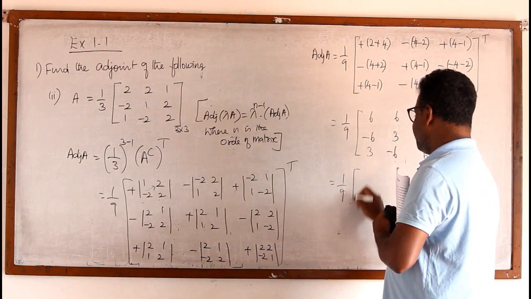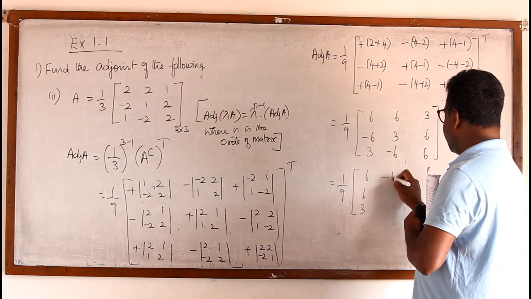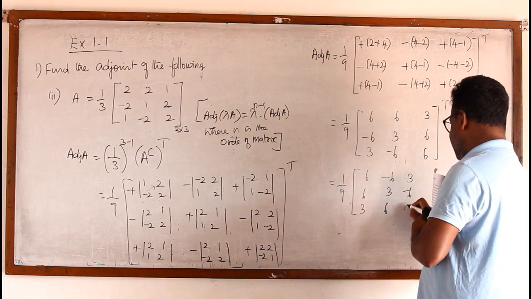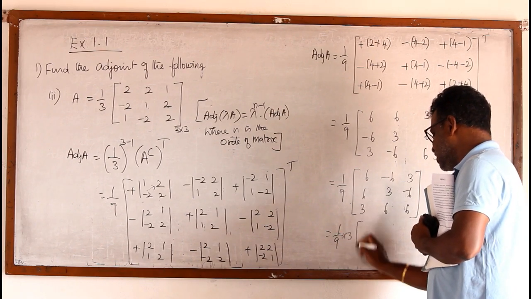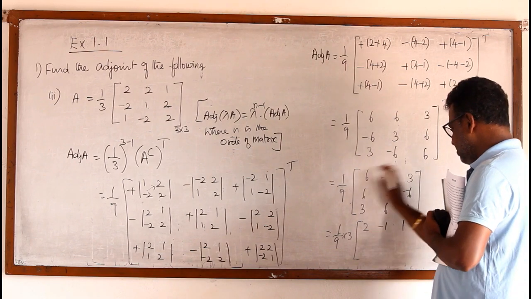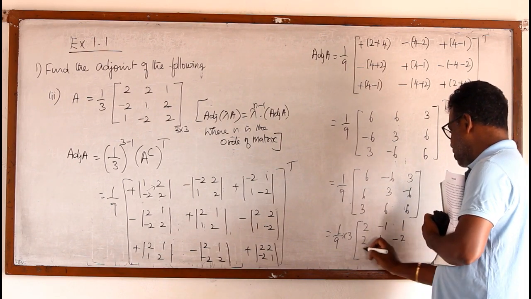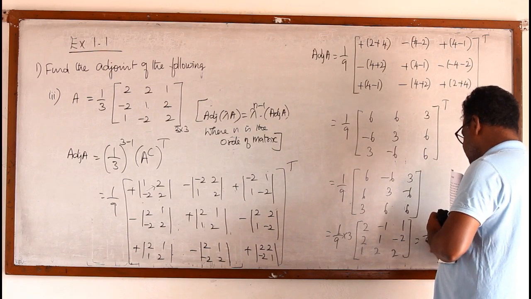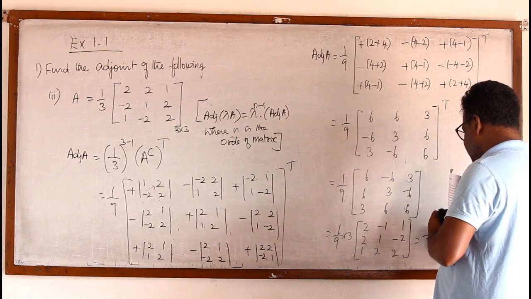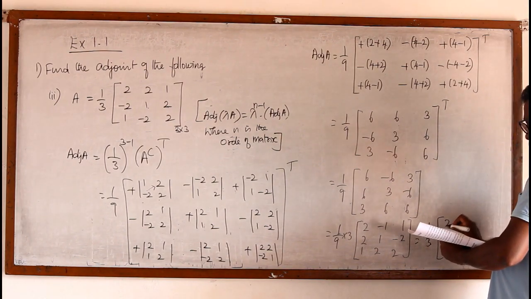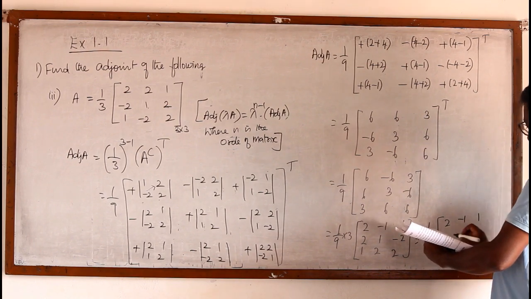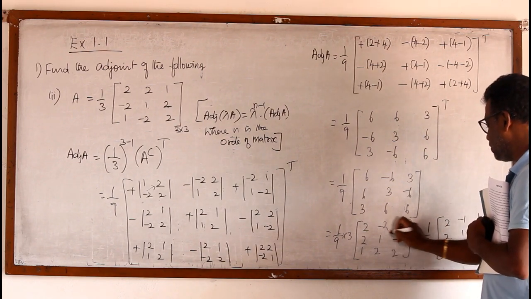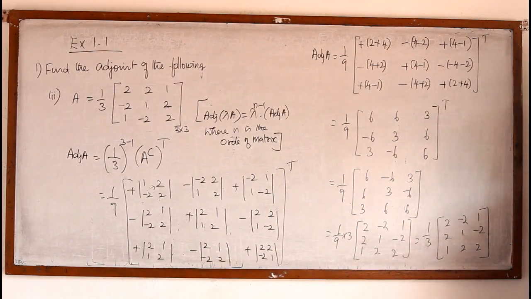Now you transpose first, then you get 6, 6, 3 here, minus 6, 3, 6 here, 3, minus 6, 6. Now, can you see, the number 3 is common, so if I take 3 out, then this will become 2, minus 1, 1. Because in a matrix I can take a number out, so it is 2, 1, minus 2, 1, 2, 2. So the answer is 1 by 3 into, 9 and 3 cancel, so 1 by 3 into 2, minus 1, 1, 2, 1, minus 2, 1, 2, 2. Here if I take 3, this will become 2, so it is minus 2. So this is the adjoint of A.